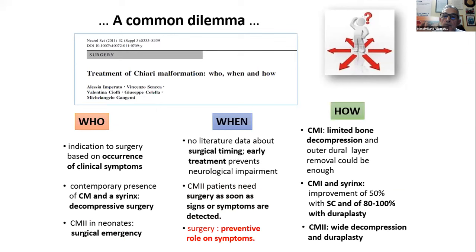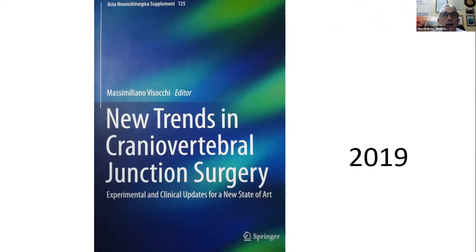How? We will see in the next slides, but there is a worldwide accepted doctrine about a limited bone decompression, sometimes associated with duroplasty, especially when the Chiari malformation is associated with syrinx. And when we deal with Chiari 2 malformation, that means that the brainstem is herniated through the occipital foramen, wide decompression and duroplasty is strongly advocated.